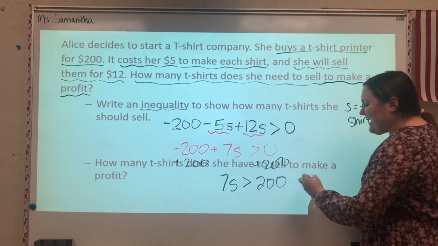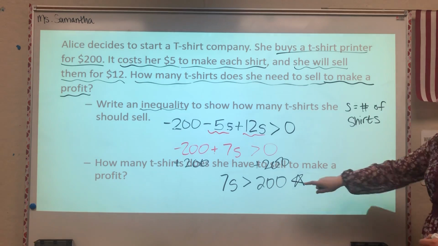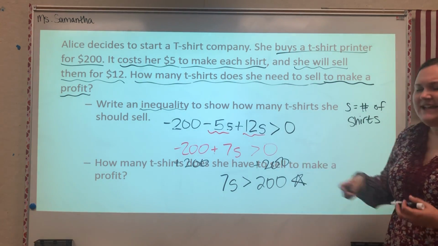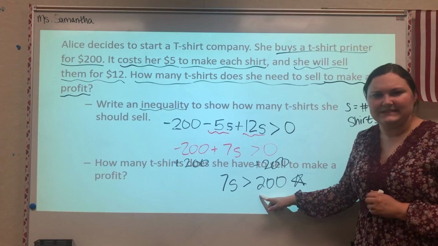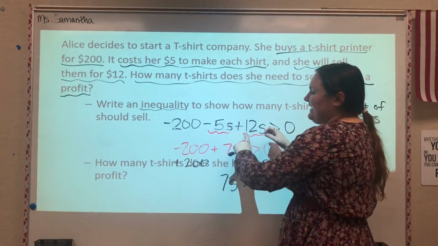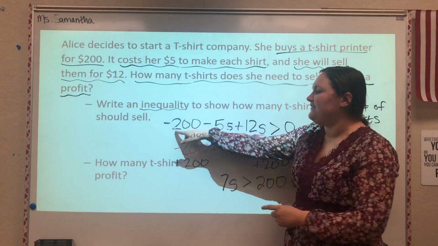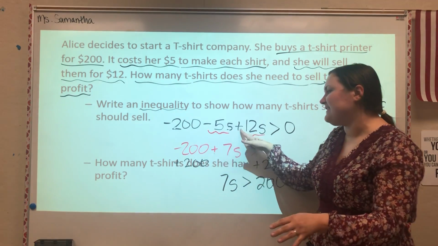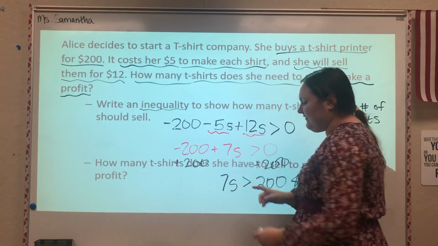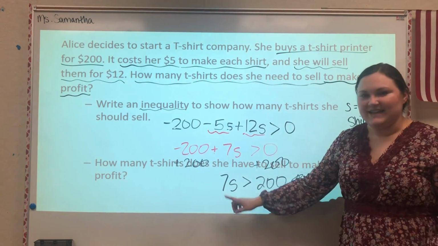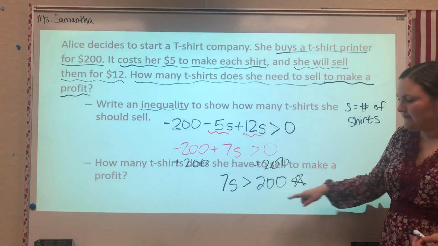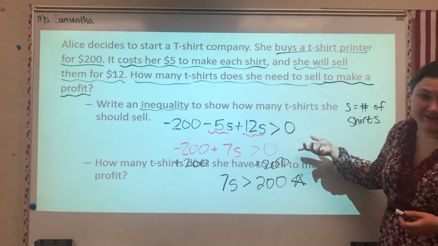Now the one warning I have about this one, if you try jumping right to this after you read the problem instead of doing these steps, is notice here that 200 isn't negative. It's negative if you're putting it on this side with the money you're making, just to show negatives means that's money you've lost, positive means it's money you've made. It's all on the same side, it needs to be negative. Here in this situation, we're just saying the money you make needs to be more than the money you spend, which is why I showed these other ones first.